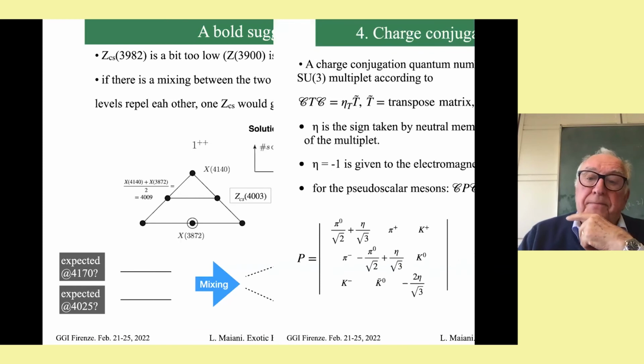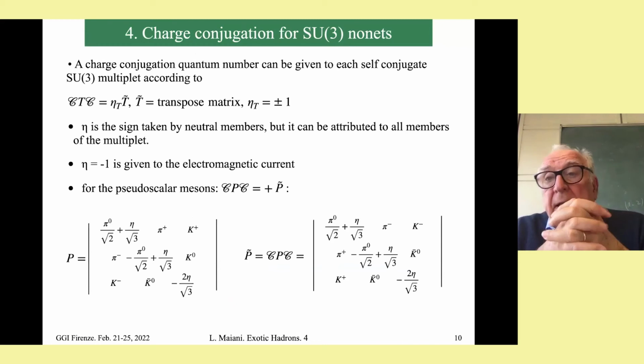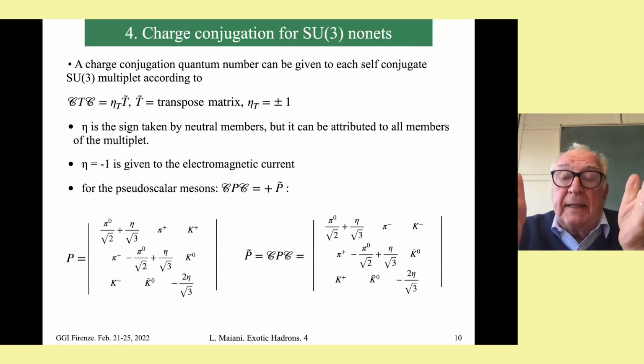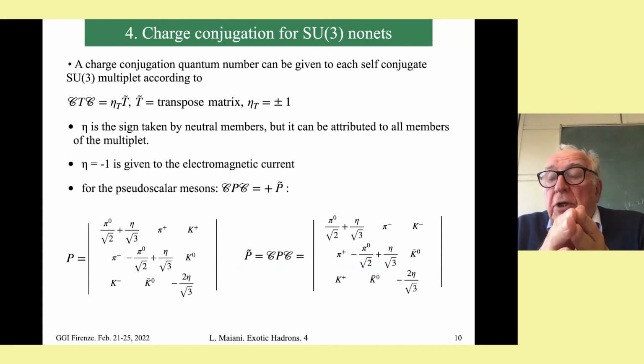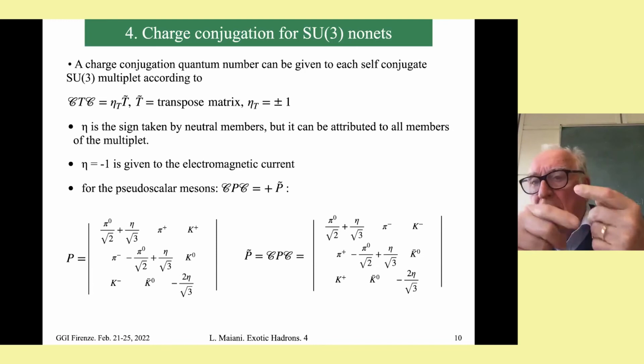You may have noticed that we consider two nonets, of which the non-strange members have opposite charge conjugation. And the point is, what is the consequence of this on the decays and on the production of these strange particles? Of course, in principle, you can say that strange particles are not eigenstates of charge conjugation. We know that if you apply charge conjugation to K plus, you get K minus. You don't get back to K plus.